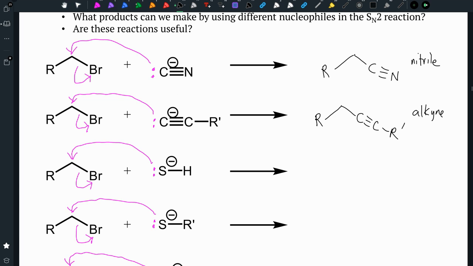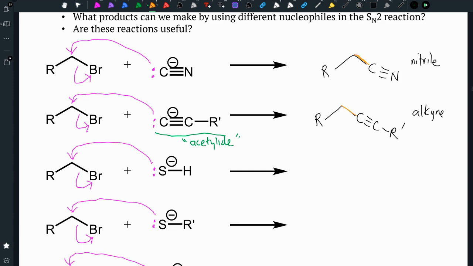You haven't necessarily seen this ion before in the second case. This we call an acetylide ion. You have seen it back in Module 12 when we talked about acid-base reactions, and I'll talk about how we generate it using an acid-base reaction on the next slide. But I do want to point out something that's useful about both of these first two reactions, and that's we are making a new carbon-carbon bond.